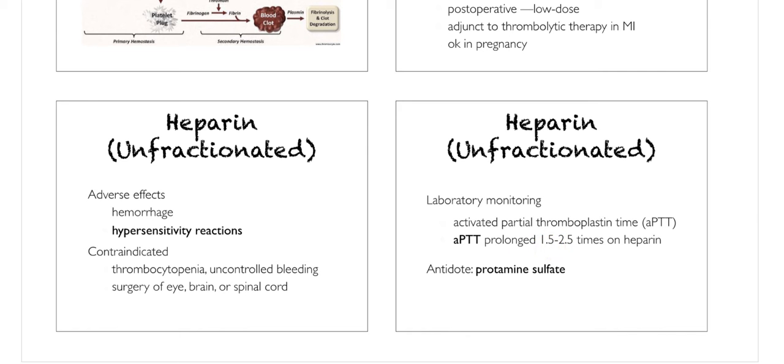If they're under 1.5, then there's a potential that they may not have enough therapeutic effect from heparin for what we're looking for. And then if they do have an APTT time that's above 2.5 and they're showing signs of potential bleeding or any other kind of hypersensitivity reaction, we will then give protamine sulfate to counteract heparin.